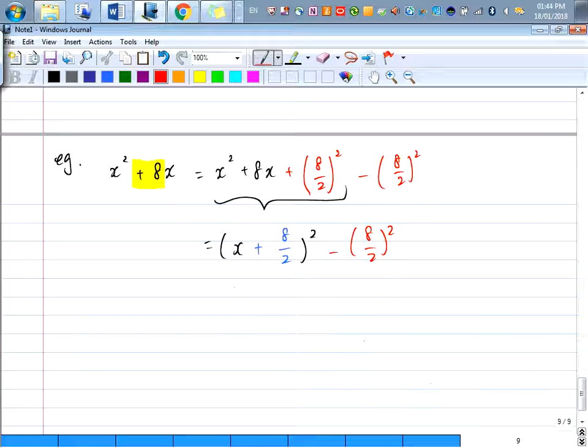Okay, we're going to highlight some important parts. See the 8 over 2? Do you see why I have 8 over 2? It came from the coefficient of x. Yes? Why minus 8 over 2 squared?